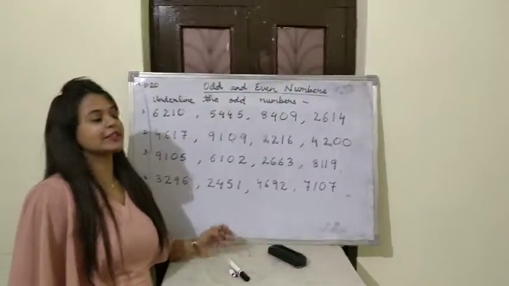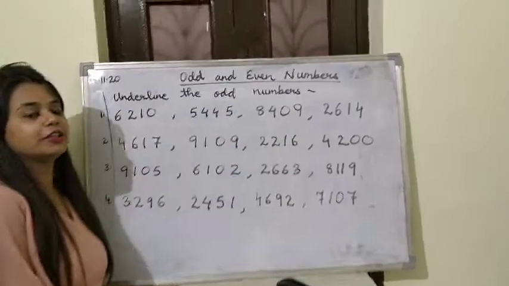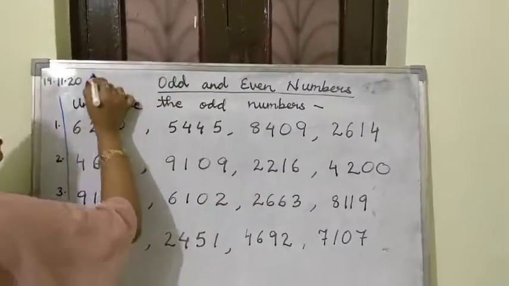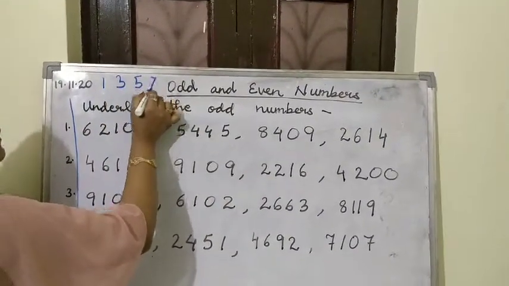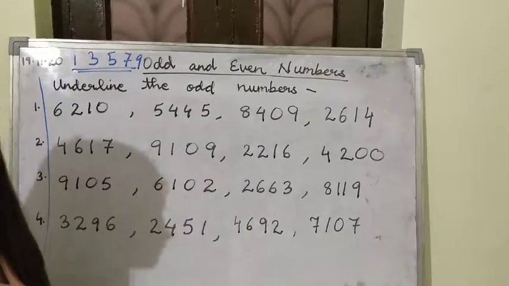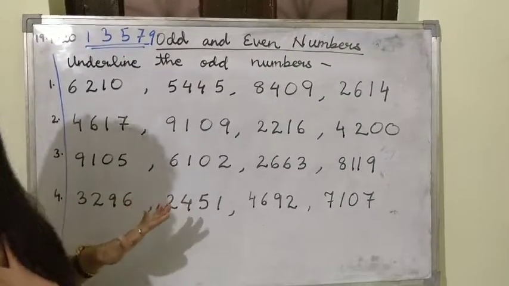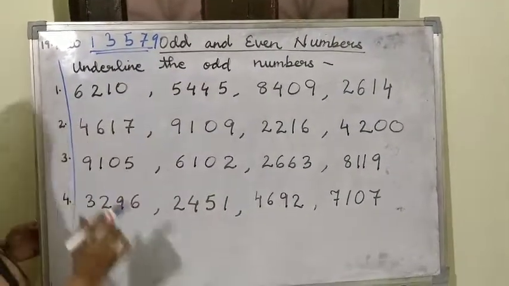Okay boys, this is your second exercise. Underline the odd numbers. Odd numbers are the numbers having 1, 3, 5, 7 and 9 at the end or at the ones place. Right? I'll do just the first one. Rest 3 you have to do on your own. Okay boys? So the first question.